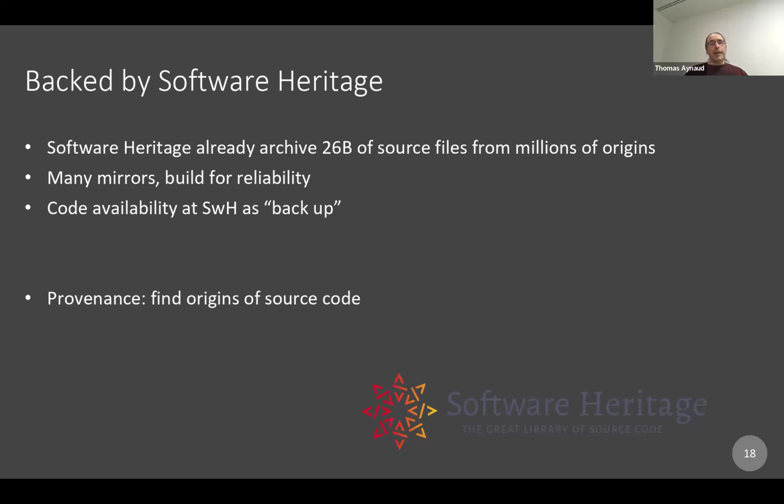And if the code is available at the Software Heritage, it can act as a kind of backup of your code. Today you know that you are relying on this specific repository on GitHub, but at some point it may disappear. If you have the SWHID, you can still come back to the Software Heritage and get the code. With the Software Heritage, you also get some features. We can help, for instance, with provenance, to find the origins of a specific source code.